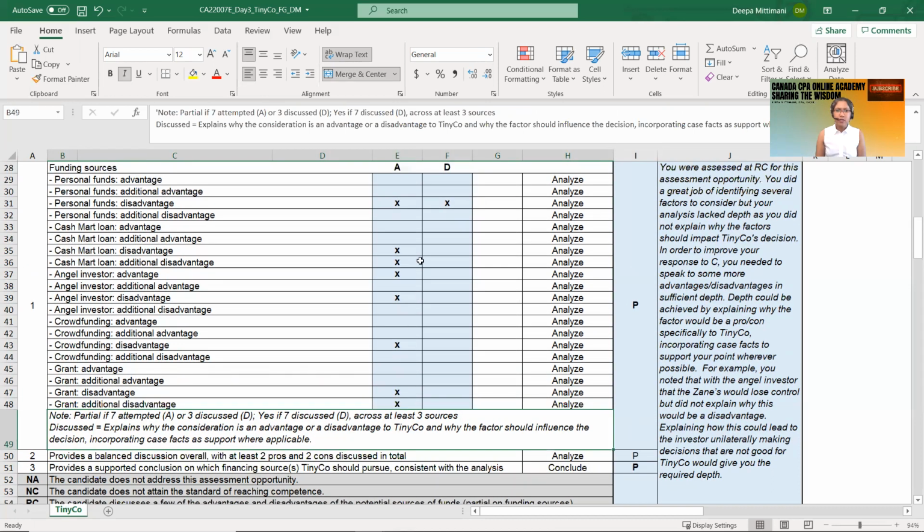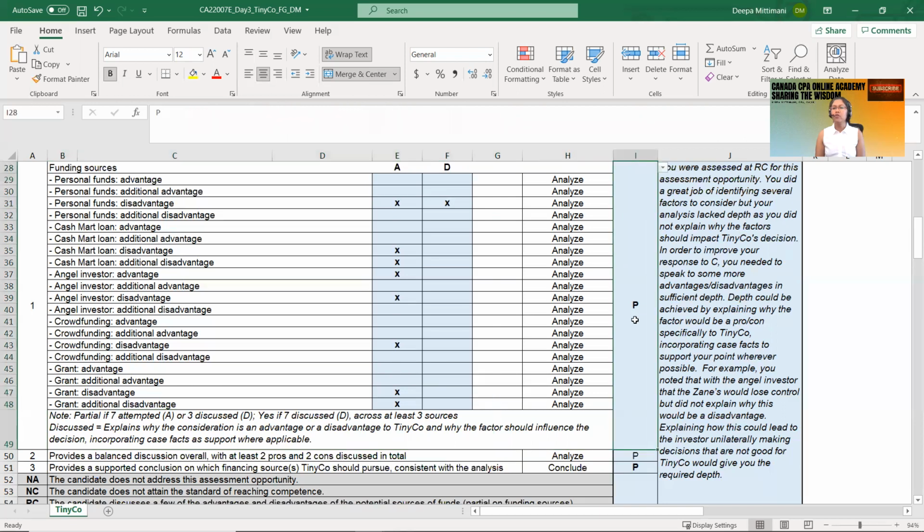Okay, so you will see that 1, 2, 3, 4, 5, 6, 7, 8. I have discussed almost 9 factors, but those were not in the discussed column. Those were still in the attempted column. So when they were in the attempted column, I went to partial. Partial made it go to the RC level. So my first aim is to understand what makes this partial a yes. And that partial becomes yes when I have 7 points in discussed.